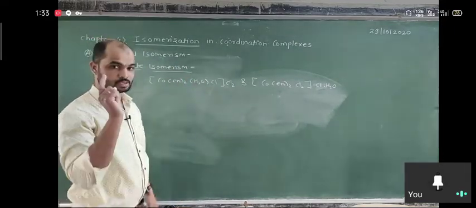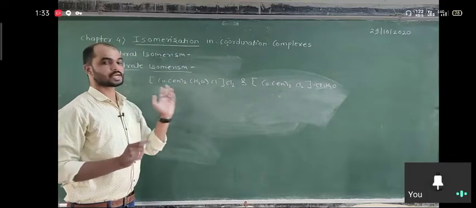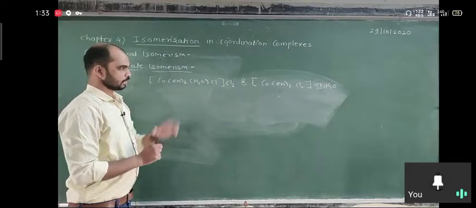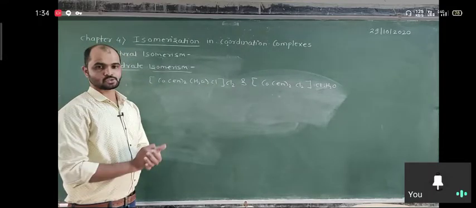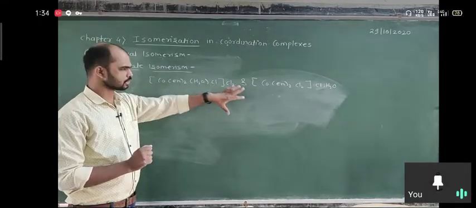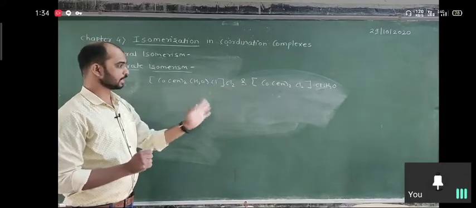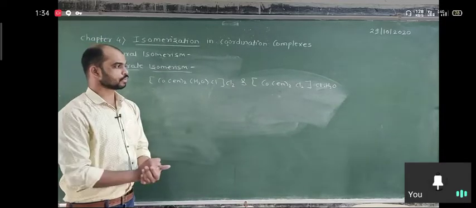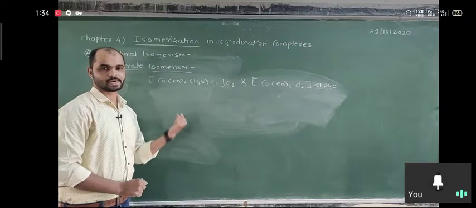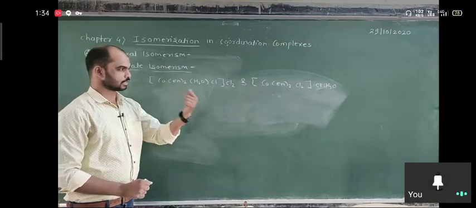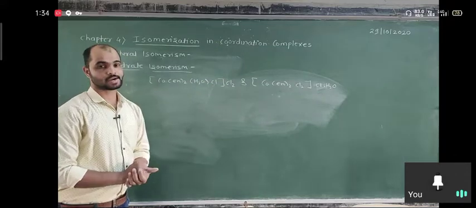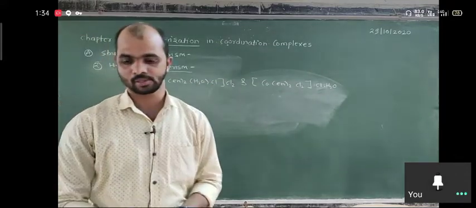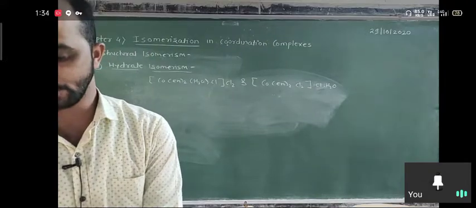So just see, if water molecules are present inside and outside, that time you can easily say it is a hydrate isomer. The first is ionization, the second is also like ionization, but here it just depends on how many water molecules are present inside and outside, that will decide and differ the two compounds from each other. That means it is a hydrate isomer. There are some examples given to you.